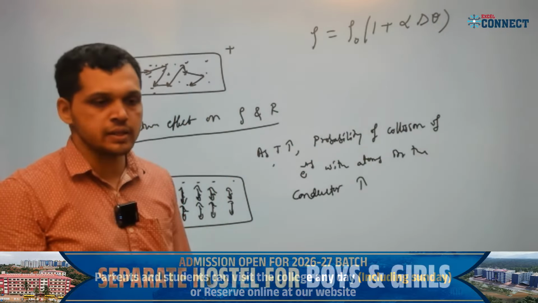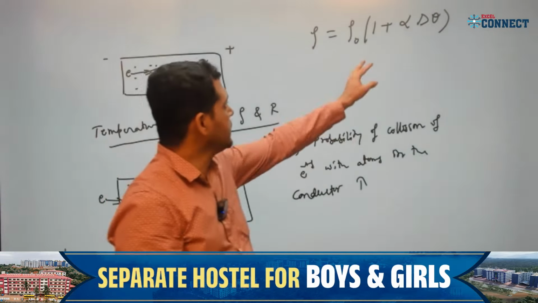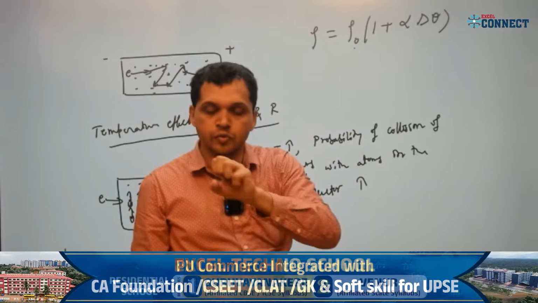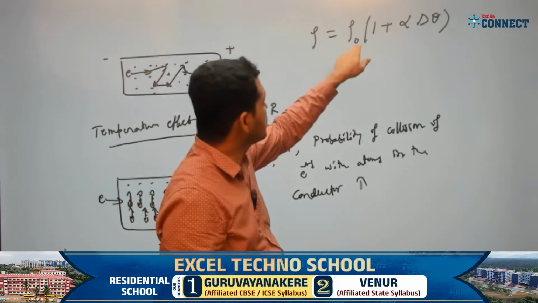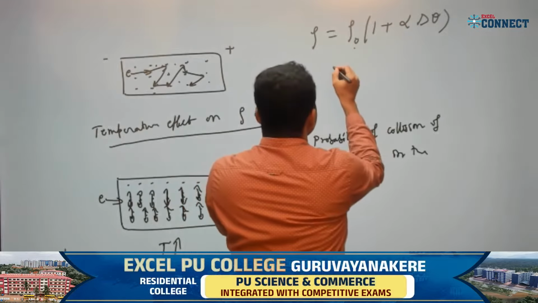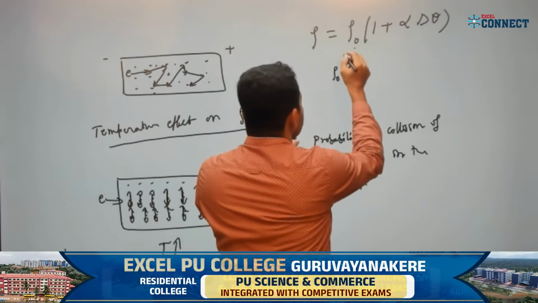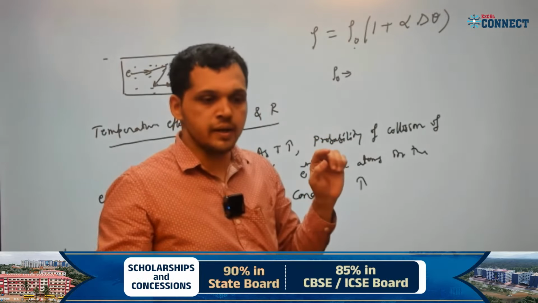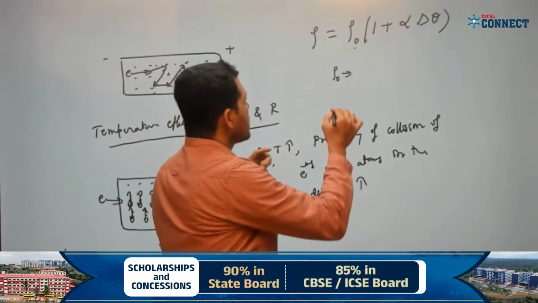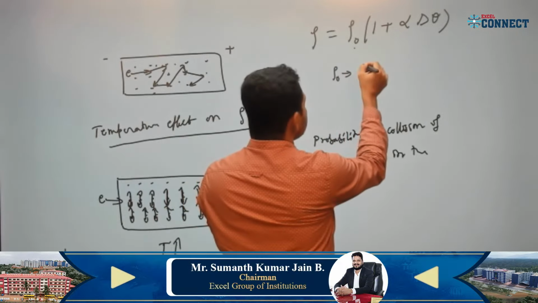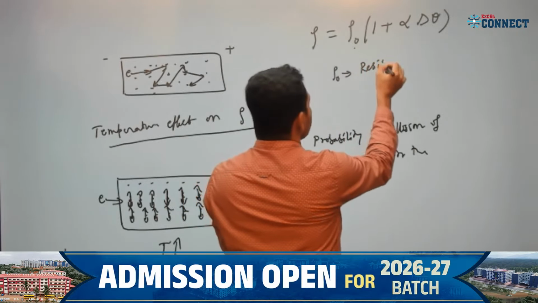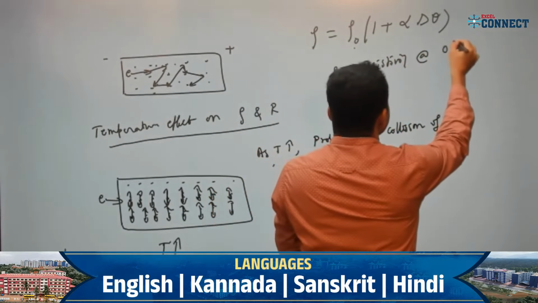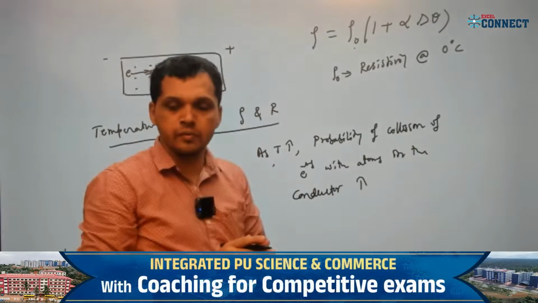Hope you can understand this, students. Here rho naught is the resistivity at 0 degree Celsius. I will write here rho naught just for your information, because someone asked a question there that is not in the syllabus. Rho naught is the resistivity at 0 degree Celsius. I will take it as degree Celsius.